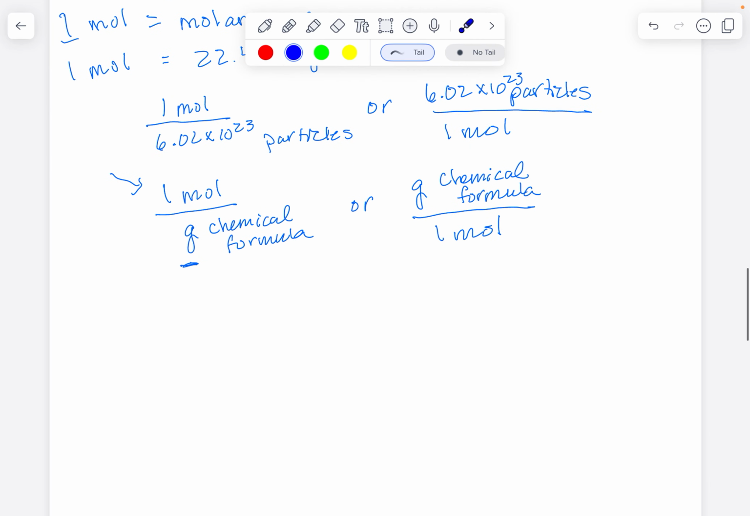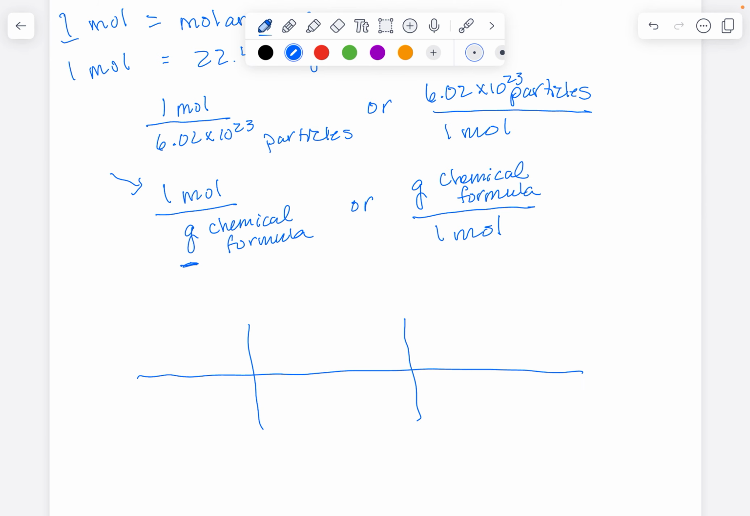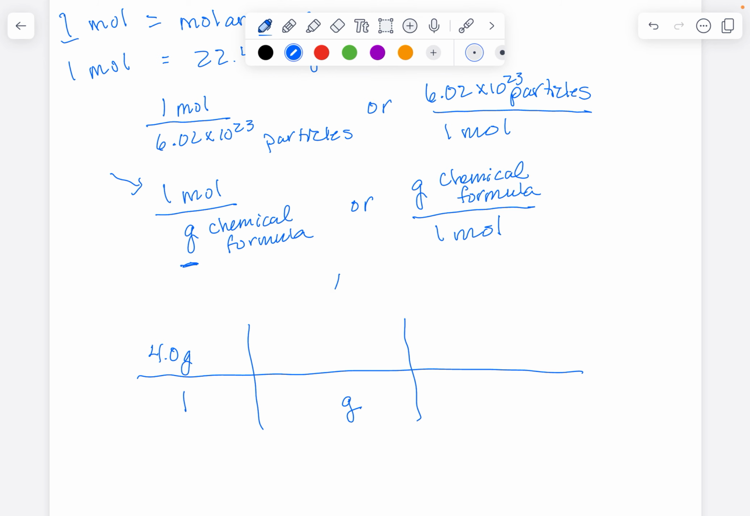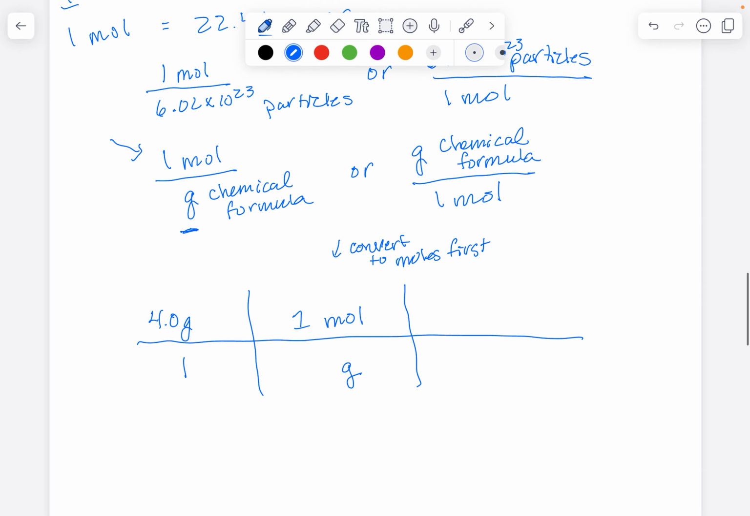So again, we're going to use our dimensional analysis, our little ladder here. And the first thing I do is I always start with what I'm given, which is 4 grams of sucrose. And I'm going to put that over 1. And then I want to get rid of grams. So I know here I'm going to use this equation because I have to convert to moles first. Okay. So for 1 mole, 1 always goes there when you're converting to moles. And then remember, we found the molecular mass of sucrose. It was 340.32 grams.